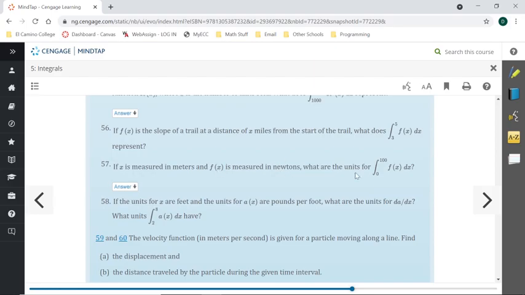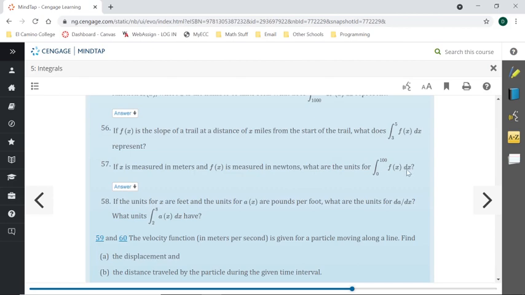Okay, but what are the units going to be for this integral right here? If f of x is measured in newtons and x is measured in meters, then dx, which is a little change in x, would also be measured in meters as well. So you have f of x is newtons, dx is meters, and when you take the product of the two, you get newtons times meters, or newton meters. And newton meters would be units of energy as well, by the way. Okay, so this would be measuring an amount of energy over a displacement interval.